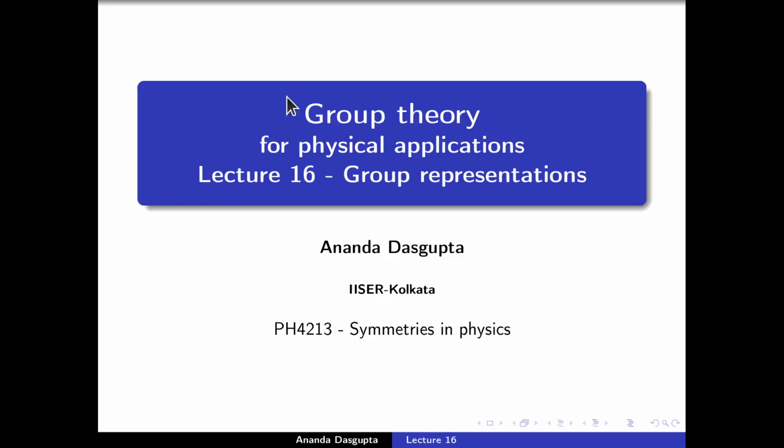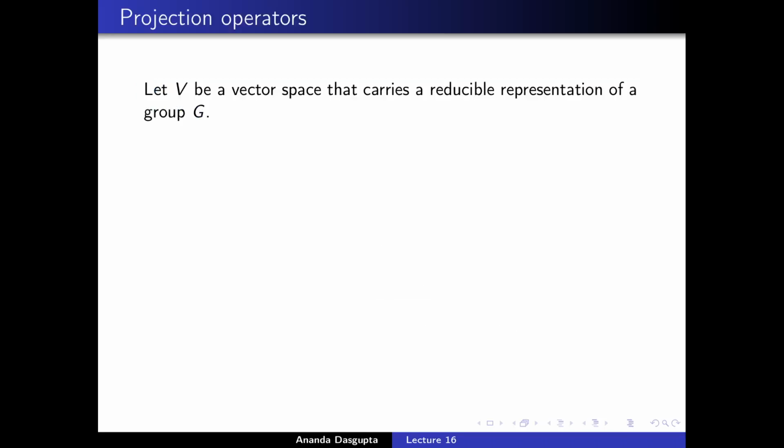In order to develop the basic theory of these projection operators, let us start with a vector space V that carries a reducible representation of our group, capital G. Now, because V carries a reducible representation, it can be written down as a direct sum of irreducible invariant subspaces, that is, subspaces each of which are invariant under the action of all the elements of the group, capital G, and each of these subspaces cannot be broken down into further subspaces which are themselves invariant.